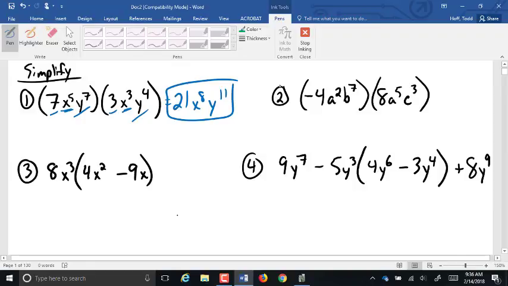Number 2, we have same type of problem, just a little trickier. We have the negative for 1. We have negative 4 times 8, which is negative 32. Do each variable separately. We have a to the 2nd times a to the 5th is a to the 7th. Now we have a b to the 7th here, and there's no b in the second one. What does that mean? We just keep the b to the 7th. There's nothing to combine it with. And then the same with the c to the 3rd. There's nothing to combine with that, so it just stays c to the 3rd. So negative 32, a to the 7th, b to the 7th, c to the 3rd.